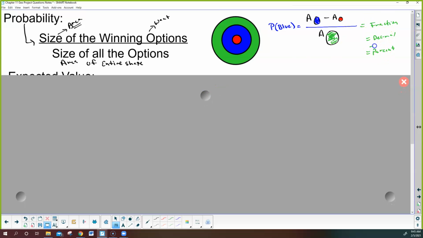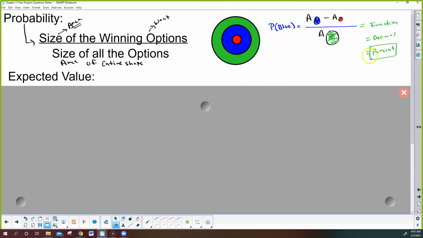To be honest, the goal of the target project was to get close to 50%. So I would write all my answers in terms of percentages. Now, let's say, for example, that this blue region occupied, I'm not positive, but let's say it was 47%.